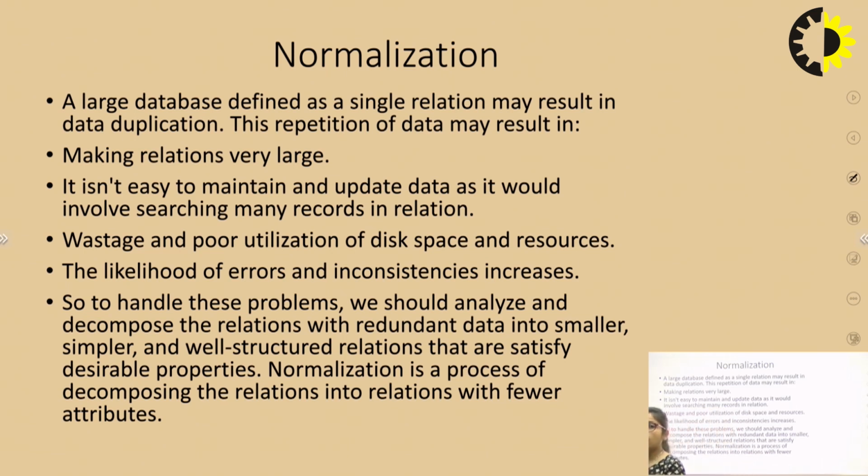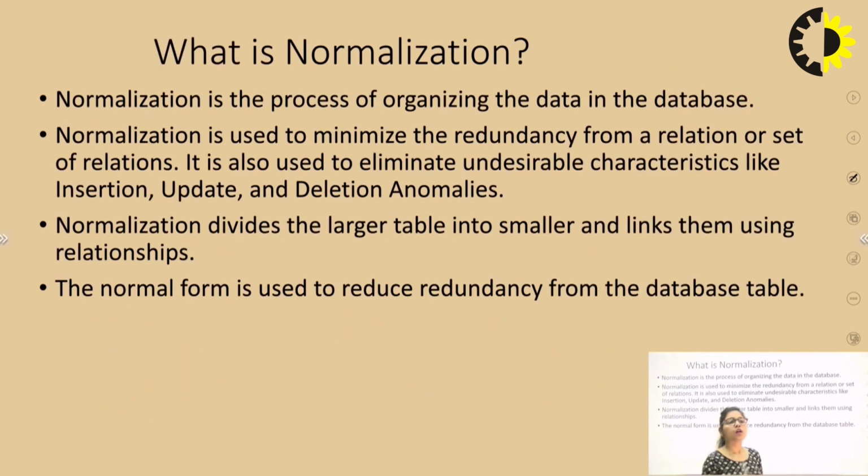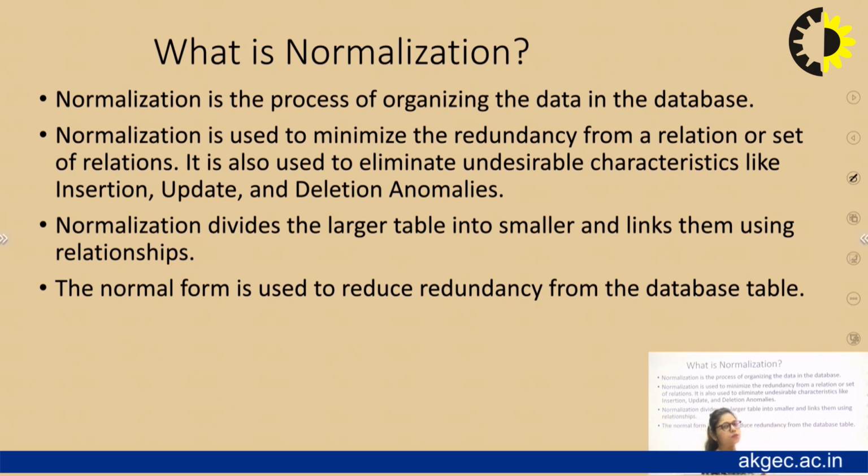So to handle all of these problems, we should analyze and decompose the relation with redundant data into smaller, simpler, and well-structured relations that satisfy desirable properties. Basically, normalization is a process of decomposing relations into relations with fewer attributes. In this process, we are decomposing the relations into smaller parts, on those relations on which we are interested in performing some queries, or some applications or operations, whatever it is. Now, what is normalization? Basically, normalization is a process of organizing data in the database according to our need, according to our requirement.